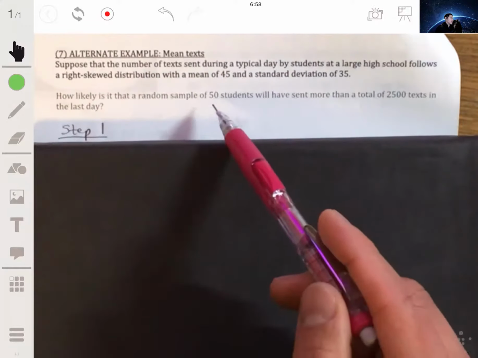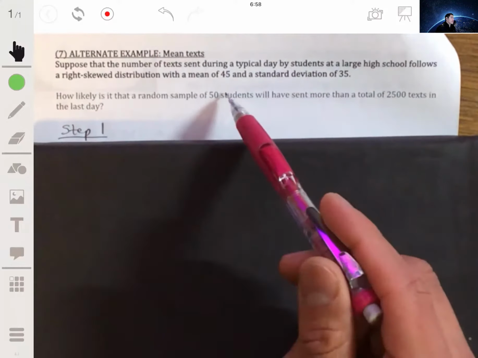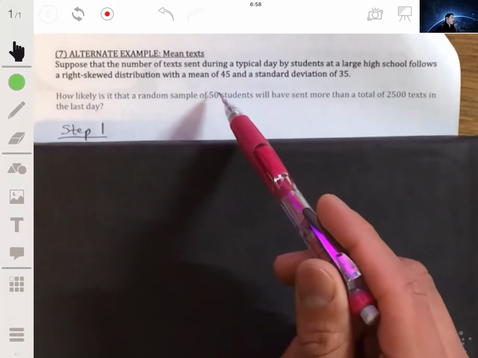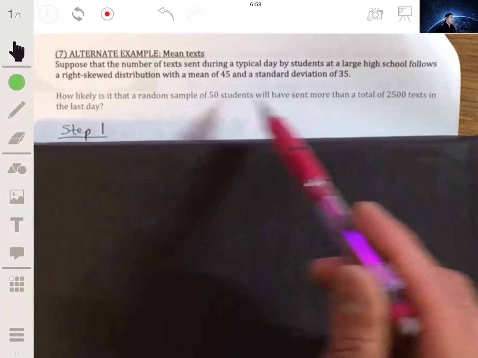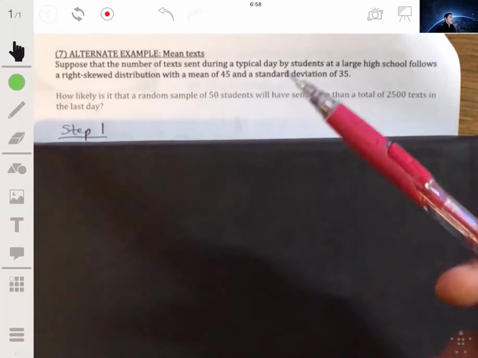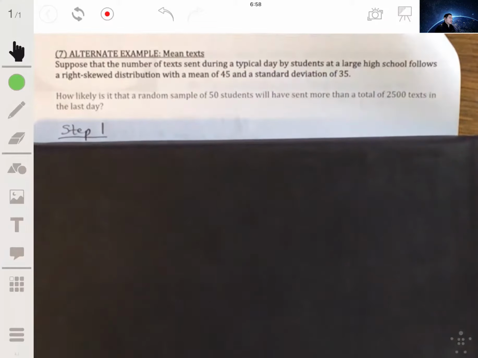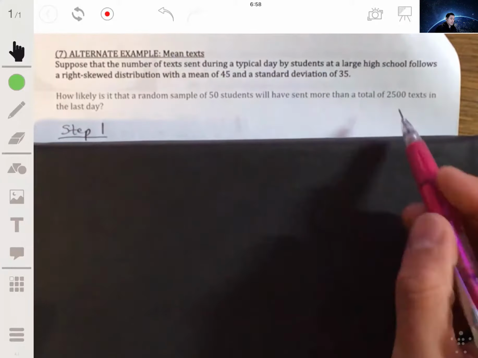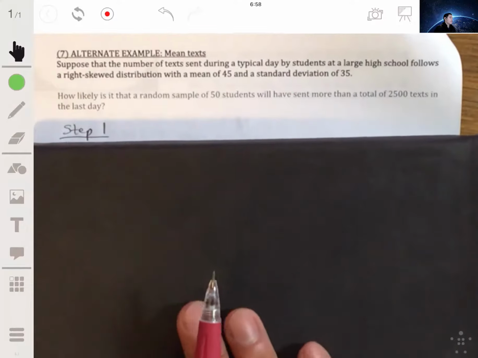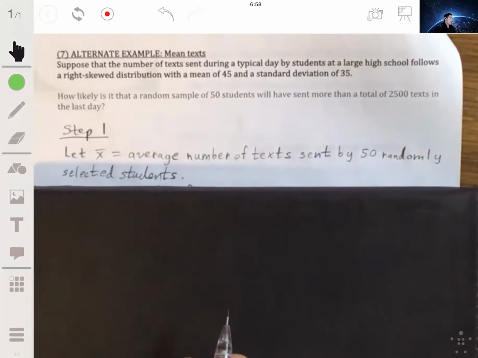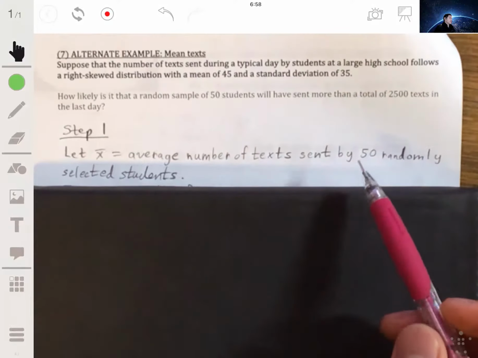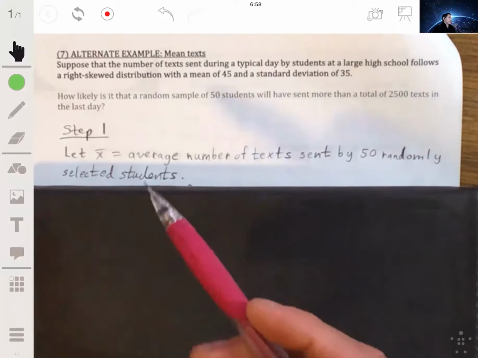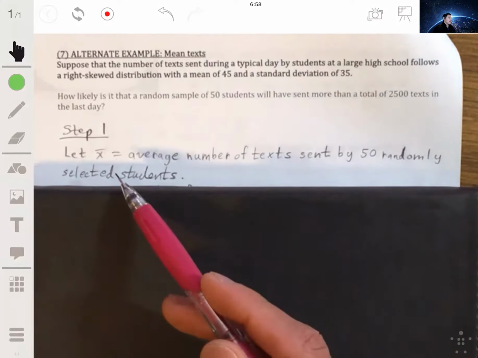But what we're trying to figure out in this problem is that the average number of texts sent by these 50 students is 50, because we're talking about 50 students sending a total of 2,500. So we're trying to see what is the probability that the average is more than 50 each. Because if we take 2,500 divided by 50, we're going to get 50. So we're going to let X bar represent the average number of texts sent by 50 randomly selected students. So we're going to be looking at the sampling distribution of X bar, where n is 50.